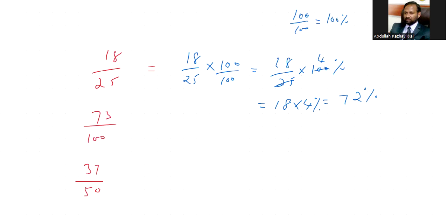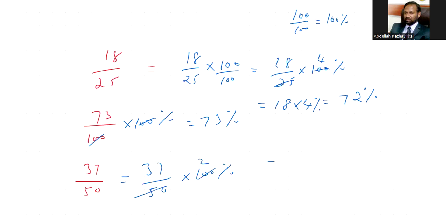Here also into 100, that is correct. Out of 100 means percentage, 73%. Now here, 37 by 50 into 100%. We cut, 37 into 2, 74%. Earlier also we got the answer, now also we got the answer. 74% is better, and 72% is the least.